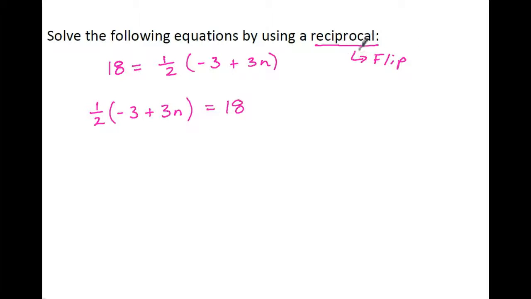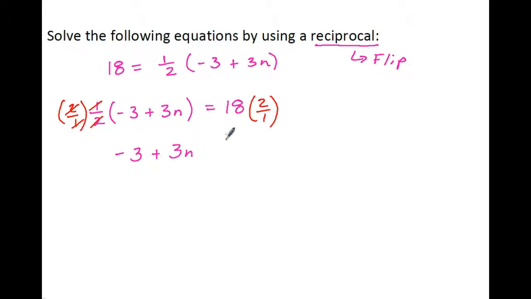What is the flip value, the reciprocal value of 1/2? Well, the reciprocal value of 1/2 would be 2 over 1. So we're going to multiply by 2 over 1, and that way we can get rid of the half. But remember, if you multiply on one side of the equation, you must multiply on the other. So what happens on the 1/2? The 1/2 gets canceled, the 1's get canceled, the 2's get canceled. That means the half times the 2 cancels, and I'm left with negative 3 plus 3n.